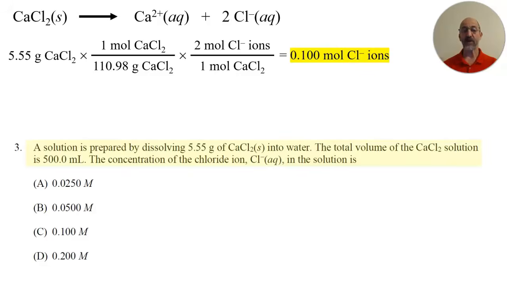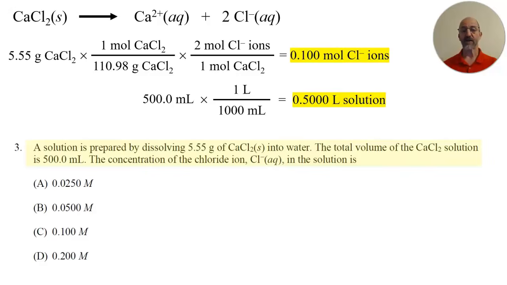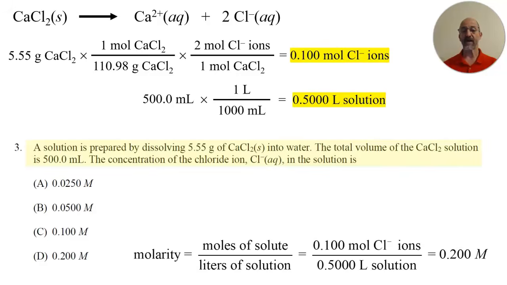Now be careful. The correct answer to question 3 is not choice C. We're not done yet. We have a number of moles, but we do not have the moles per liter. Remember that there are 1,000 milliliters in 1 liter, so that means that 500 milliliters of solution would correspond to half a liter. So 0.100 moles of chloride ions is dissolved in a total volume of half a liter. So what's the molarity, or the concentration of the chloride ion in units of moles per liter? It would be 0.100 moles of chloride ions divided by 0.5 liters.